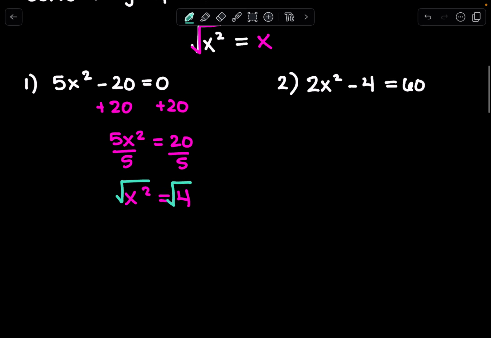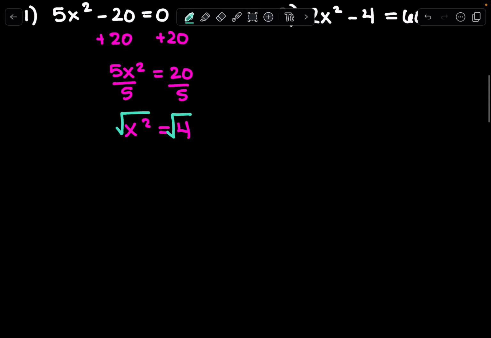Now, last little catch with this is when you take the square roots, when you're solving an equation for x, there are actually two possible answers you could get. You could get 2, or you could get -2. Okay, the reason for that is -2 times -2 gets you +4.